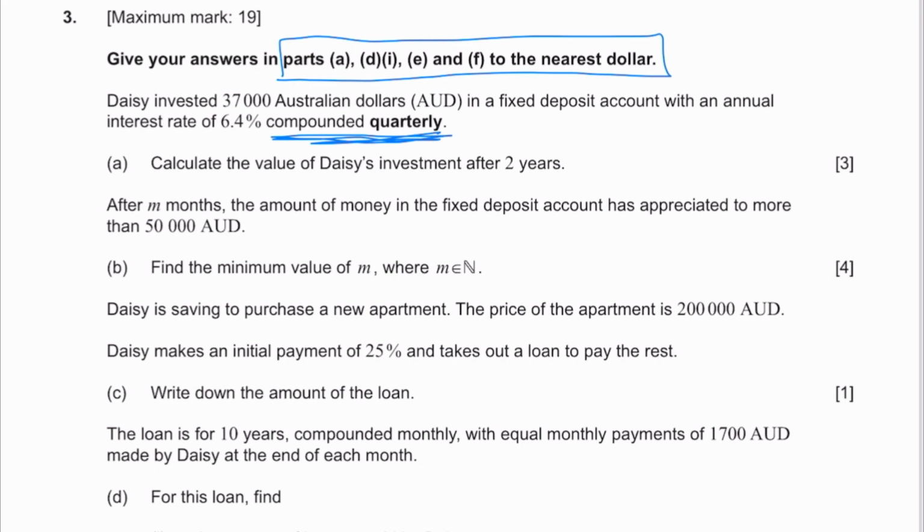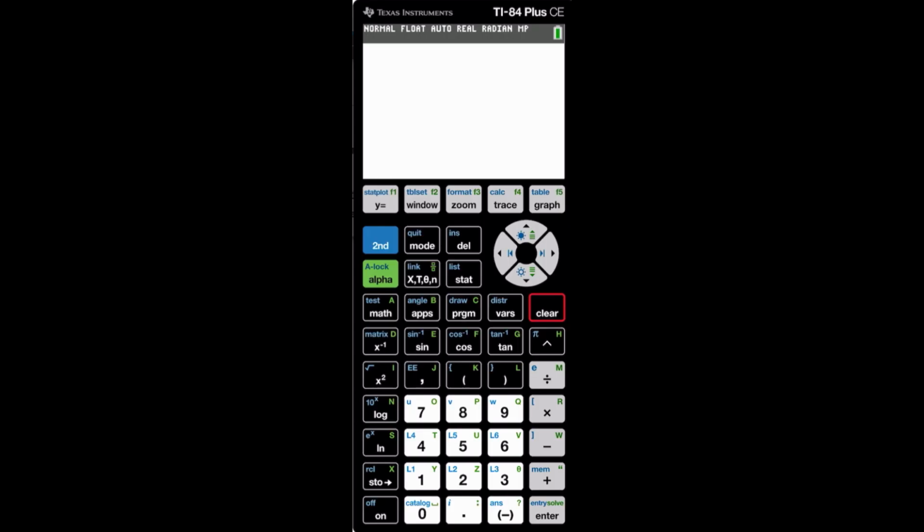is that you can go to your graphing calculator and you can use the finance app from the calculator to get your answers. So on the calculator, you're going to go to apps, enter for finance, enter for TVM solver, and then here you're going to put the information from the problem. It said Daisy invested 37,000 Australian dollars in a fixed account with an annual interest rate of 6.4% compounded quarterly. Calculate the value of Daisy's investment after 2 years.